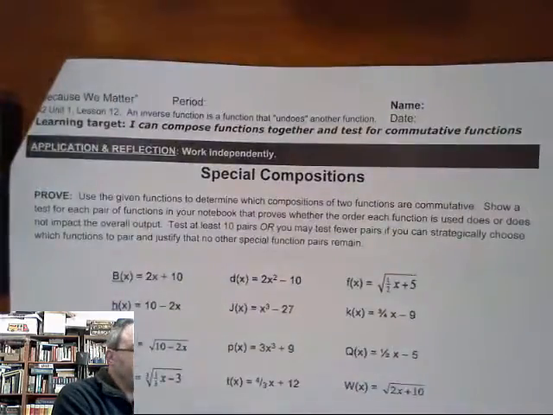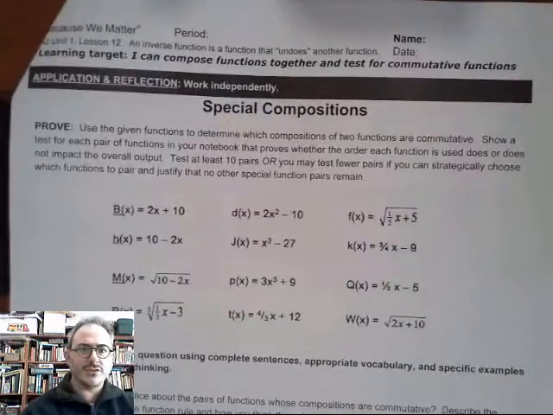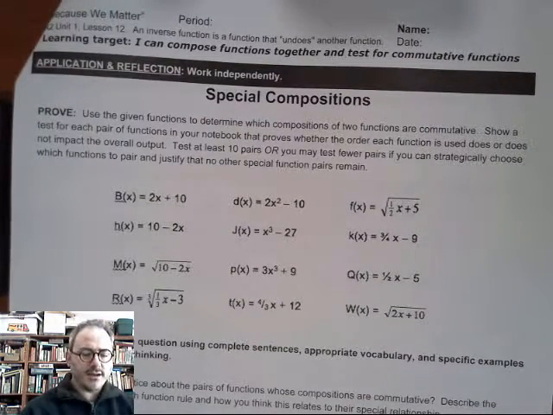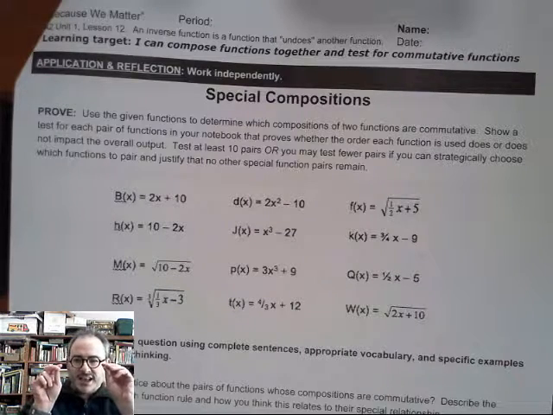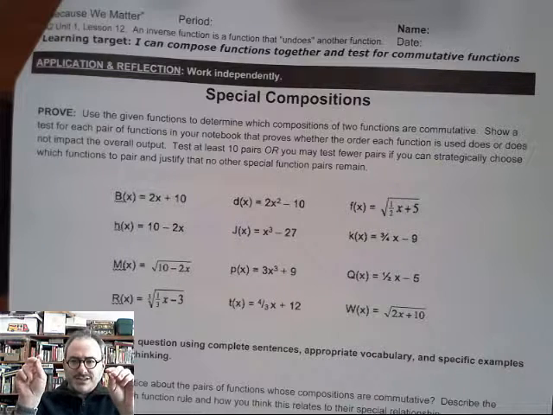All right, so we are done with these sets A, B, and C. Check for understanding. Let me show you how to use your calculator to check for compositions which are commutative. Commutative means I can change the order and I get the same answer.